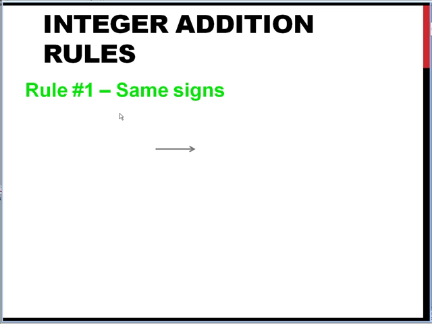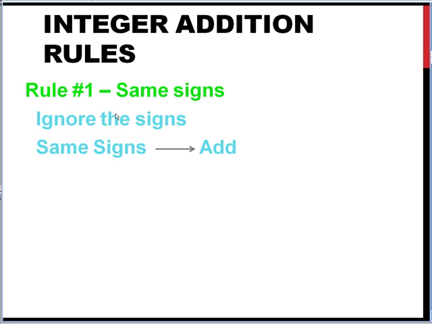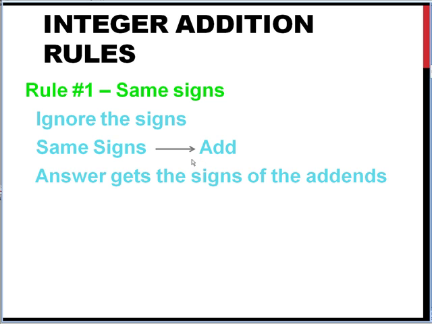The first rule is for when you're adding things with the same signs. This is the math we do every day. First, what you're going to do is ignore the signs, then you're going to add, and then the answer gets the signs that you started with. So this tells us 9 plus 5 equals 14. Like I said, this is the math you do every single day.